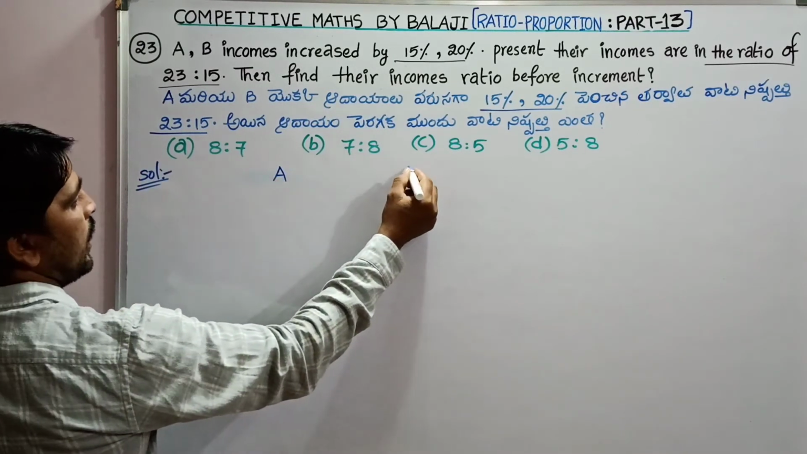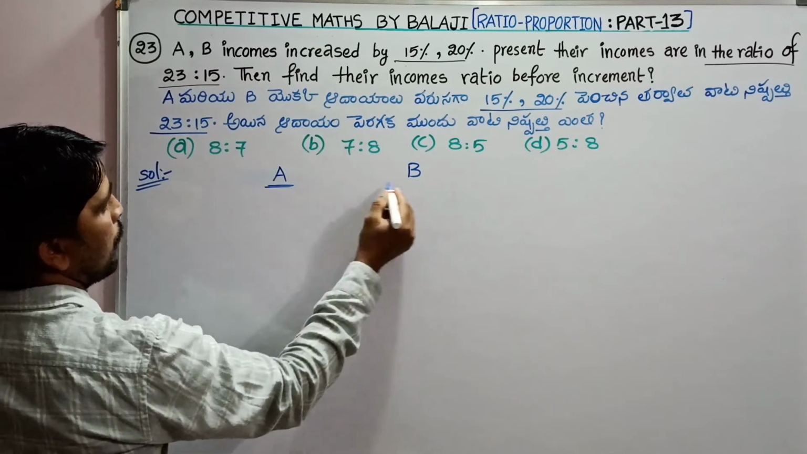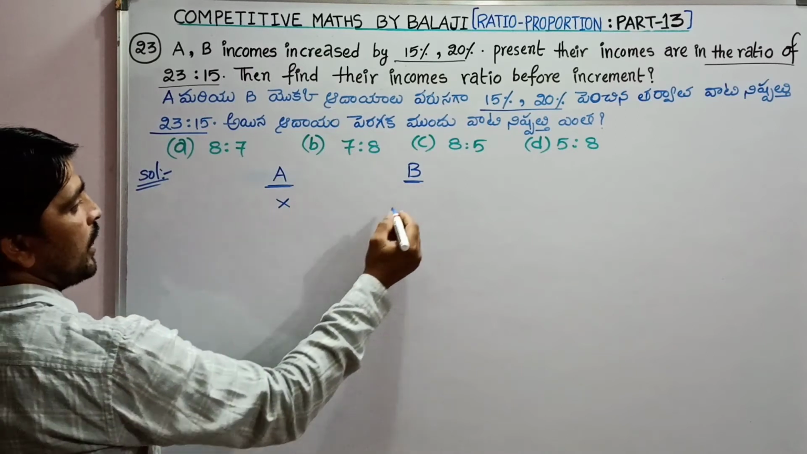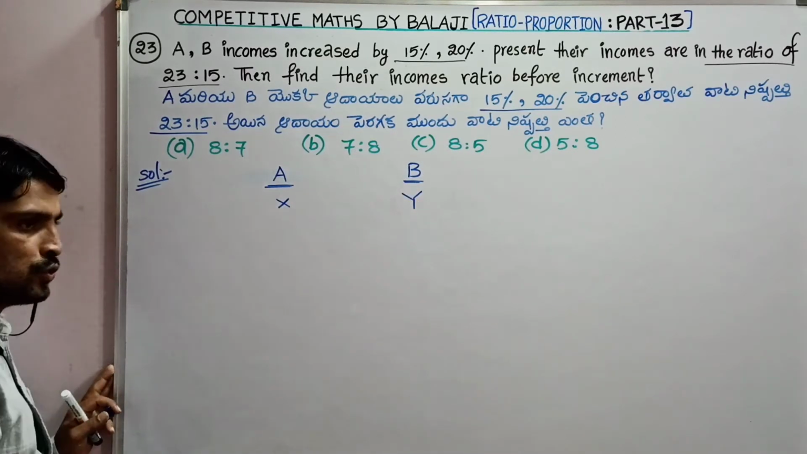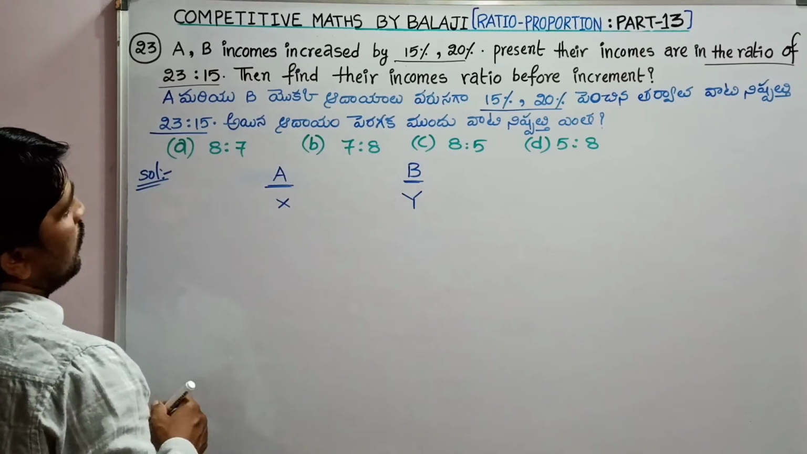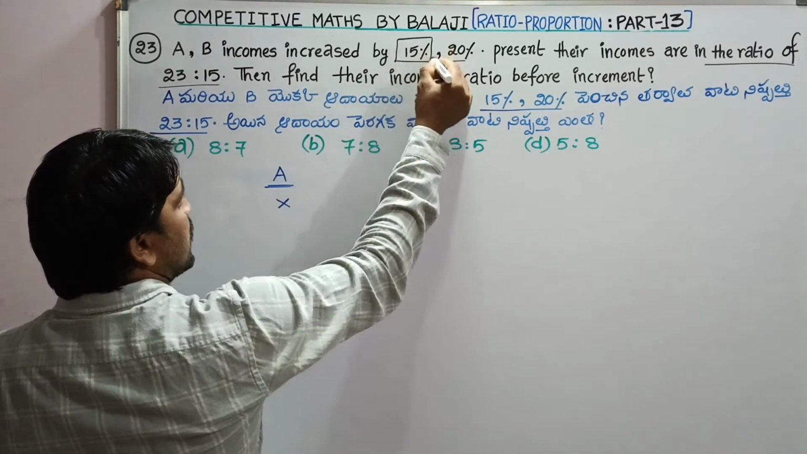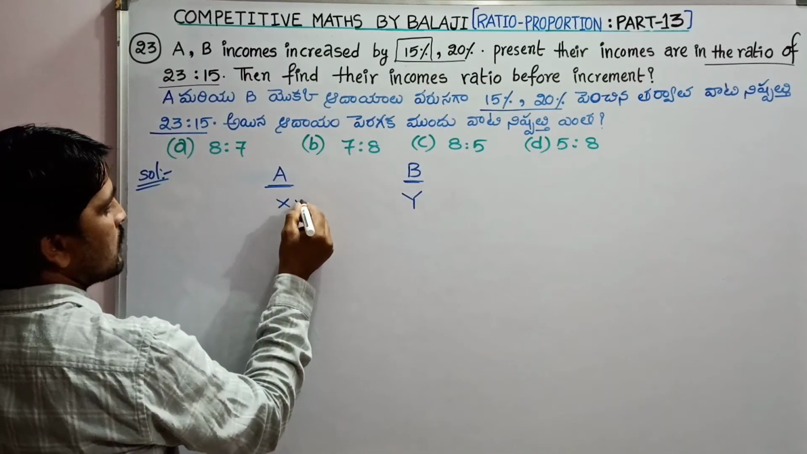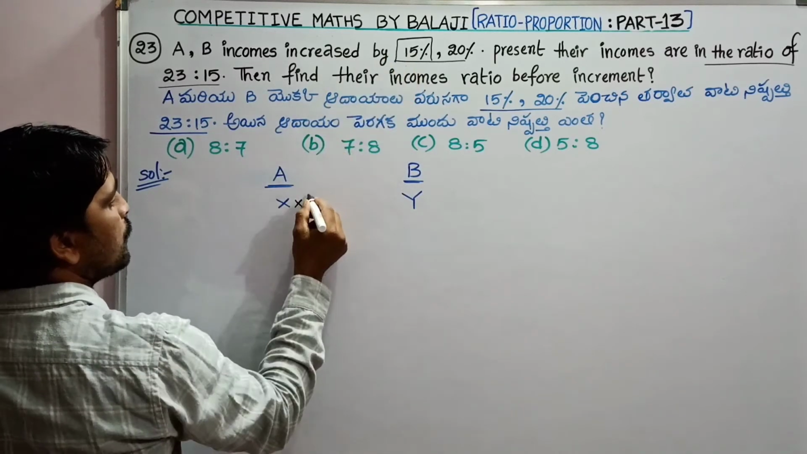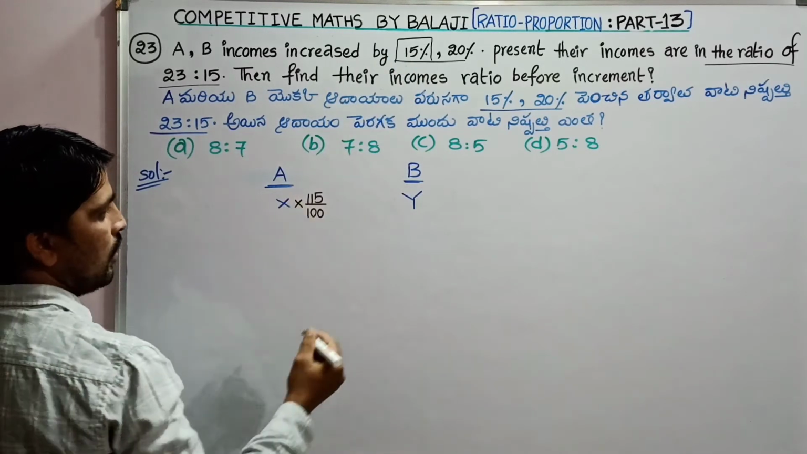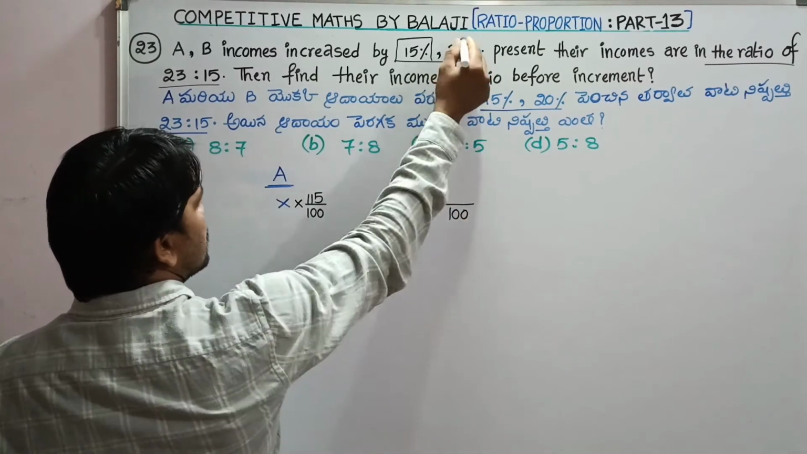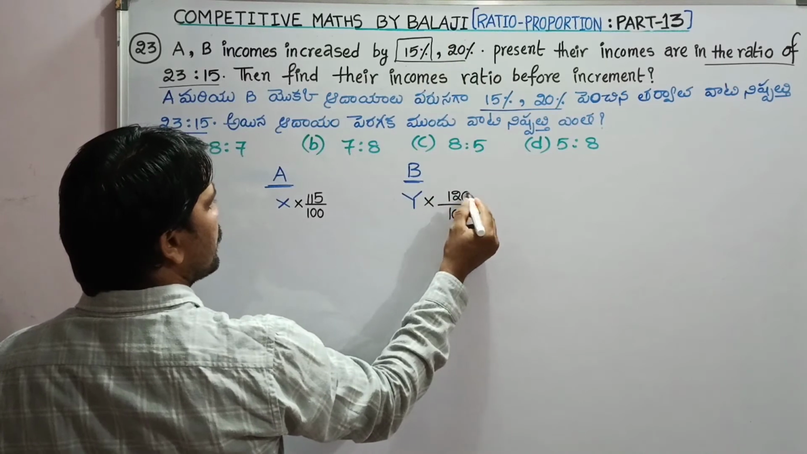So here we have A and B. Before increment, the incomes of A and B are in the ratio X:Y. Let us suppose that. Then A's income is increased by 15%. That means initially it is 100%, increased by 15%, that means 115. Similarly, B's income initially is 100% and it is increased by 20%, so it becomes 120.